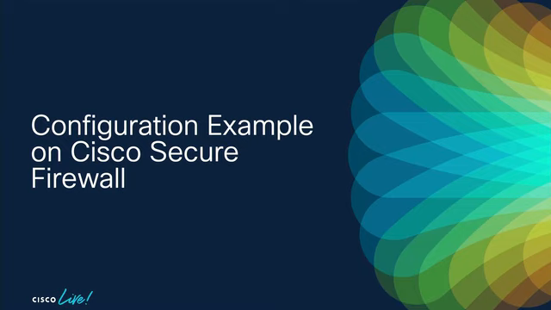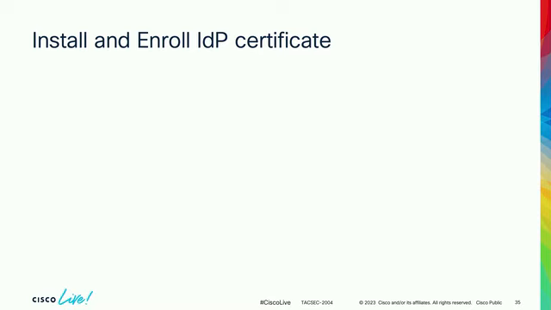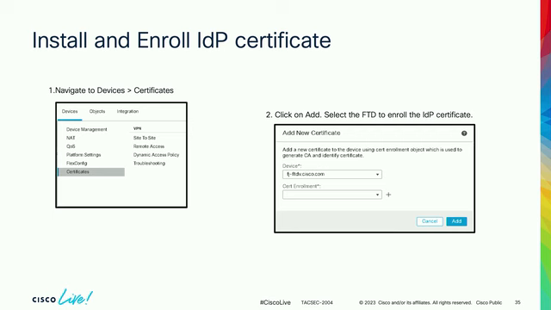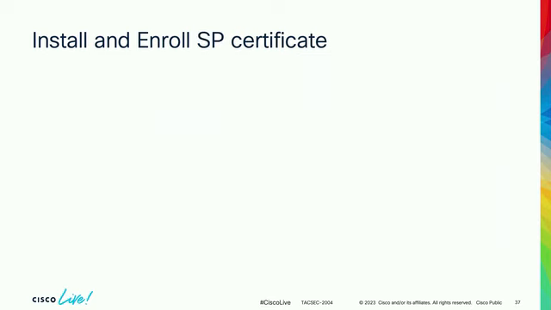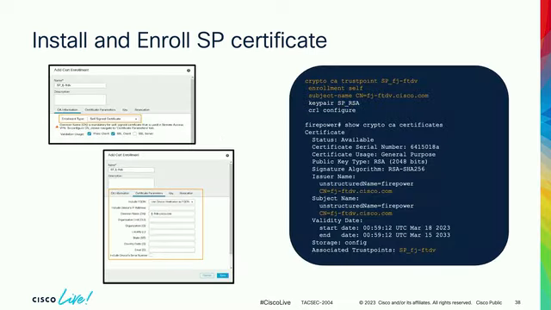But if you want to see the configuration more deeply, you can download the presentation and look closely. As well, we will have the equivalent configuration on Cisco Secure Firewall Management Center and the CLI for your reference. The first thing is that we'll need to install the certificate of the identity provider in the Firepower. This is done manually. Enrollment type is going to be manual, and we retrieve this certificate from the IDP metadata. As well, we'll need to install the certificate of the service provider. And this can be a self-signed certificate or a certificate signed by a CA.